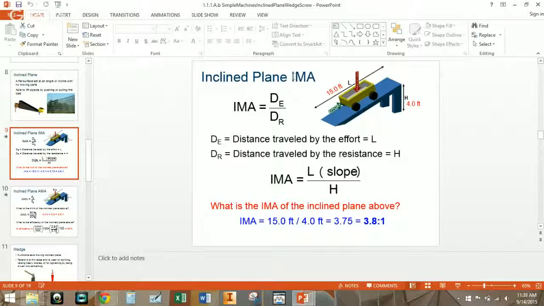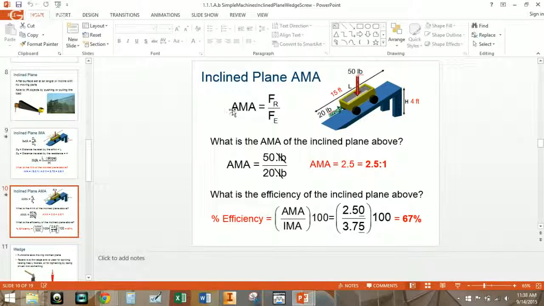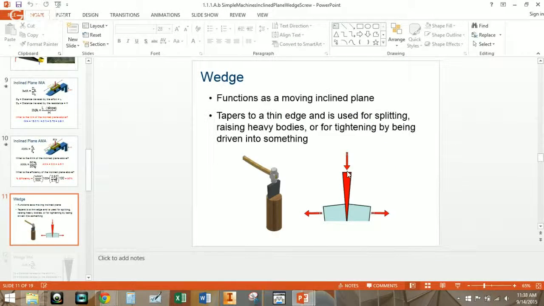So finding the IMA is very, very simple, plugging in 15 and 4: L for the length of our effort and H for the height that we're going up. Dividing one from the other, basically just getting slope, and getting 3.8 to 1, or 3.75 to 1. Super simple. Same thing with AMA. If we know the force it takes us to push and the weight of the actual cart, again, putting those into our equation, we get an AMA. Using our IMA and our AMA, we figure out efficiency. Should be very, very similar to what we've seen in the past.